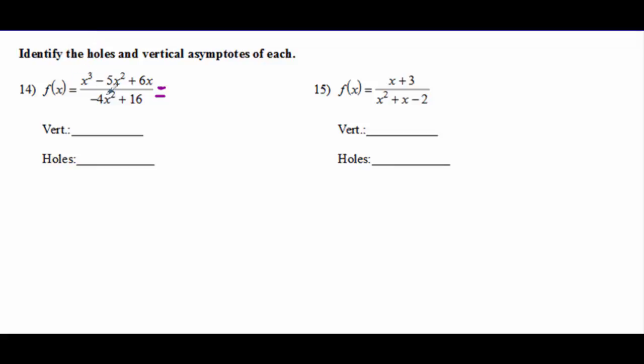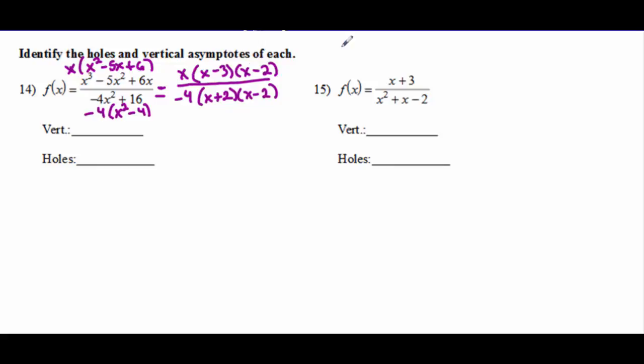Now 14 is some tricky factoring. On the top we need to take out an x first and get x squared minus 5x plus 6. And then we need to factor again, because we can split up x squared minus 5x plus 6 into x minus 3 and x minus 2, because you want what multiplies to get positive 6 and adds to get negative 5. On the bottom, we can take out a negative 4 and get x squared minus 4, but then x squared minus 4 splits up into x plus 2 and x minus 2.